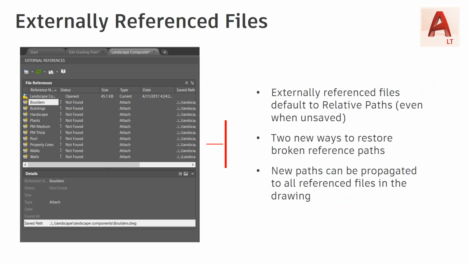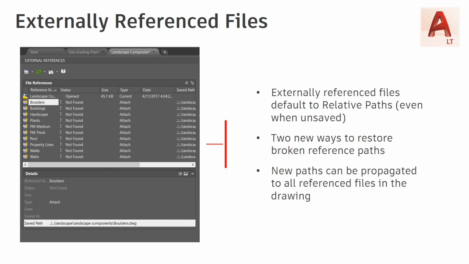One of the really big changes that we made in 2018 is in the area of broken X references. So when we talk to users about feature areas that they'd like to see improved, broken X references was a very frequently mentioned item. In the past, if you moved the location of your externally referenced files, it could break the link to your drawing and none of the items would open appropriately.